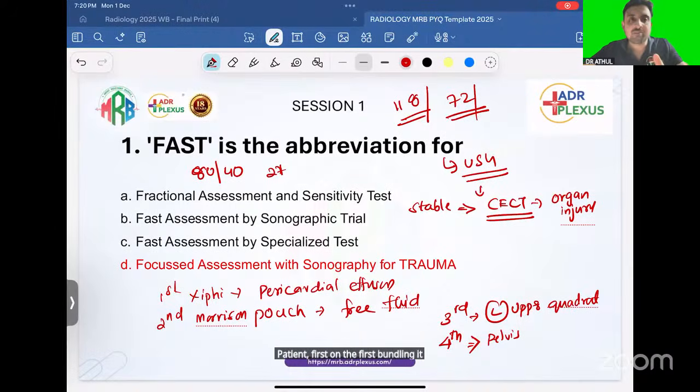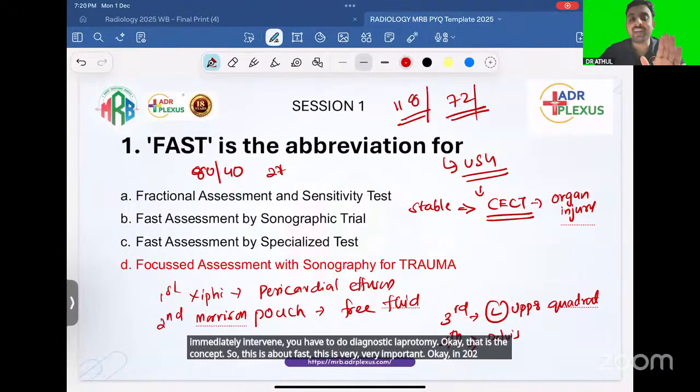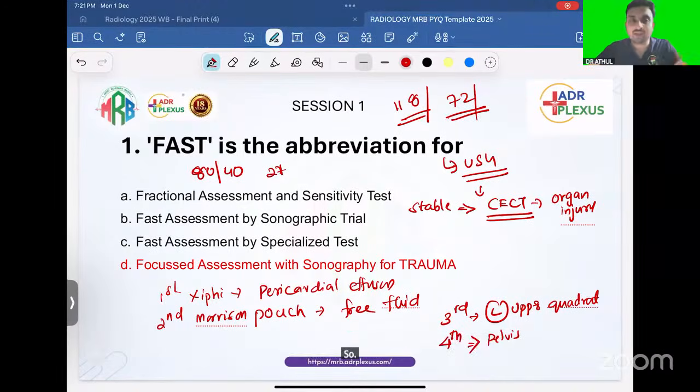If FAST is positive and the patient is stable, you have to go for a CECT. If the patient is unstable, you have to immediately intervene. You have to do diagnostic laparotomy. Okay, that is the concept. So this is about FAST. This is very, very important. In 2023, the people were very lucky. They asked the abbreviation, focused assessment with sonography for trauma. They may ask further, so please study everything about FAST. FAST is very, very important. So we will move forward.